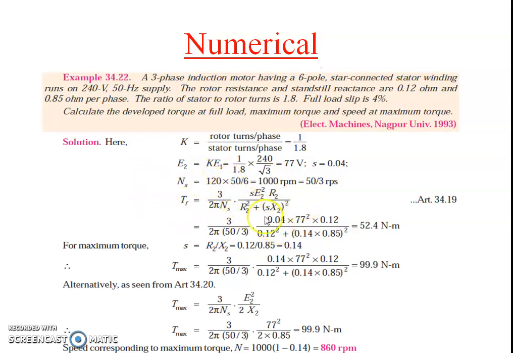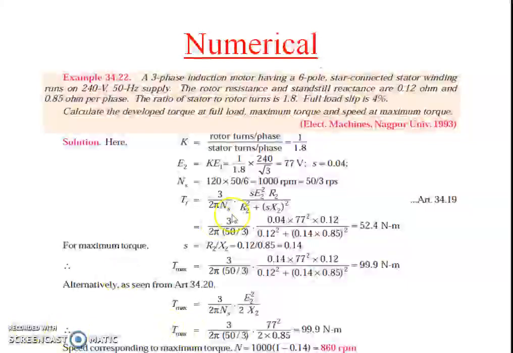So E2 I have calculated using this formula, which is 77 volt. Then ns equals 120 f divided by P, that is 120 f divided by 6, which is 1000 RPM. We need to convert it to RPS, so I just divide by 60.